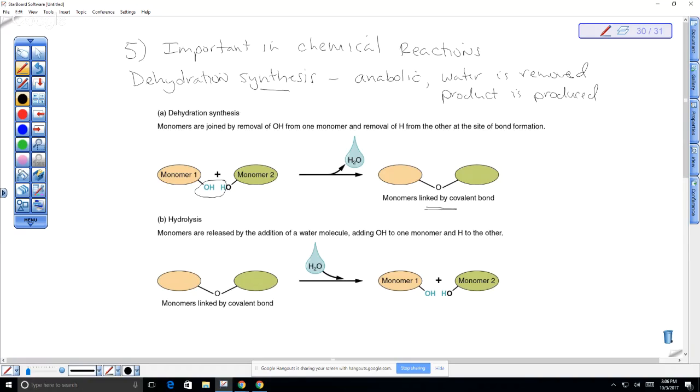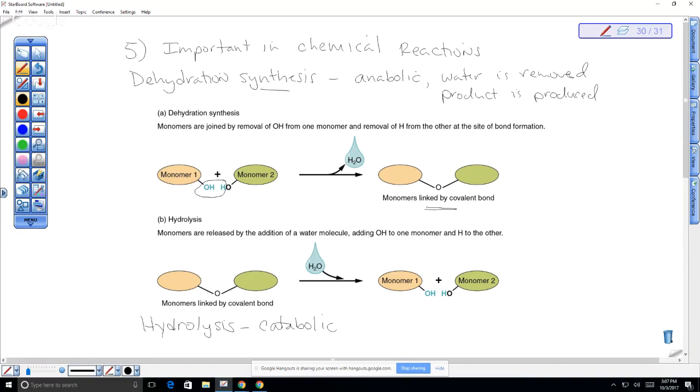The second one shows what is called hydrolysis. So hydrolysis is the opposite of dehydration. So water is added. So think water, hydro. Lysis means to break apart. So this is catabolic. So in this case, water is added. So water has to be present. So this chemical reaction would not occur if it wasn't in water. So our chemical reactions or metabolism occur in water.